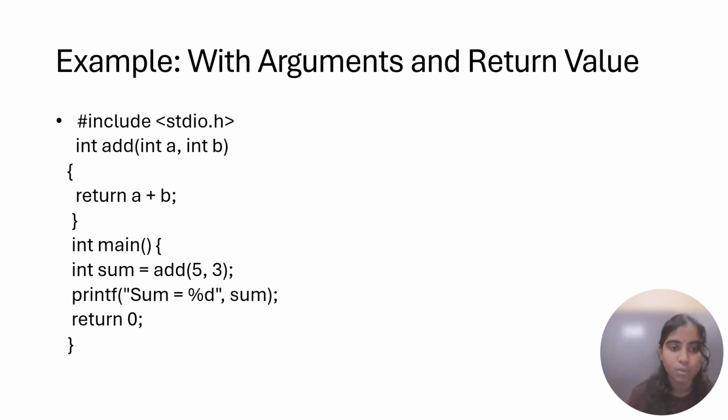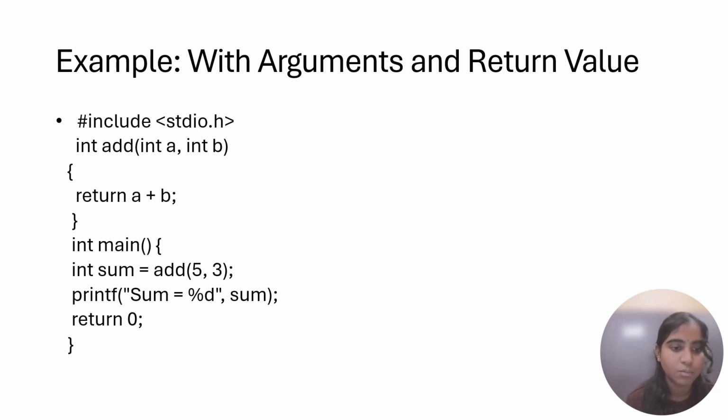Here both the arguments and return value will be visible in the function. So here int add, int a and b, these are the arguments, which are also known as the parameters, and return a plus b. So this is the main section. int sum equal to add 5 comma 3, printf sum. Here sum is the return value. So the output of this program is 5 plus 3, which is 8.